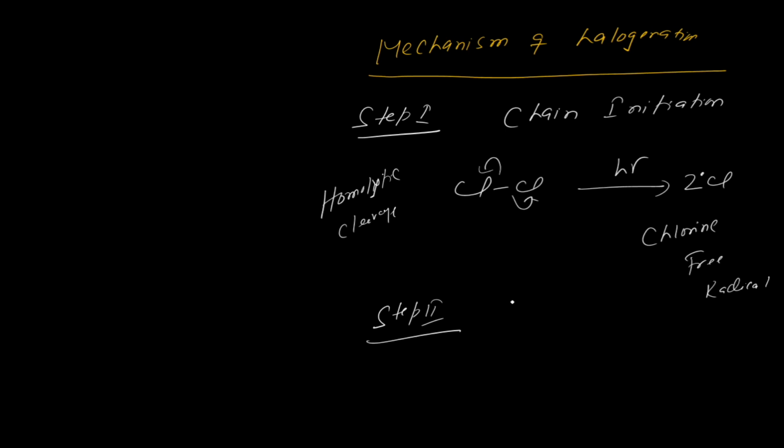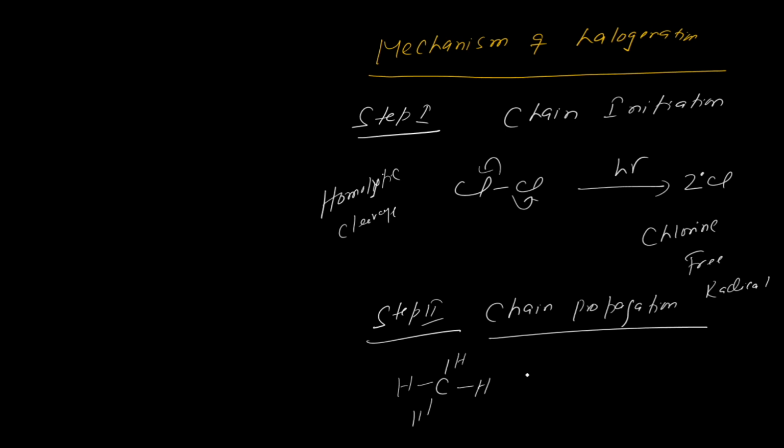Now what is chain propagation? Step 2 is chain propagation. When you talk about chain propagation, suppose we are doing the mechanism of halogenation of methane. We take methane, and the methane will react with the odd electron free radical chlorine, and the reaction will proceed just like this.